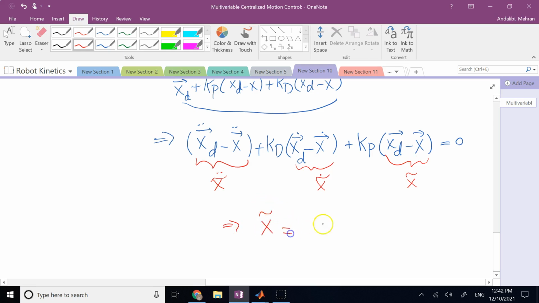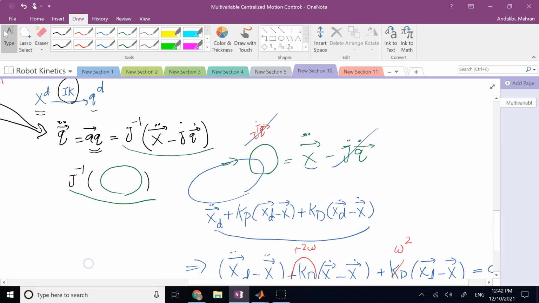And again, it's going to be a second order linear differential equation for which the solution can be what? X tilde is whatever it was at the beginning times exponential of negative omega times t, as long as you choose KD to be diagonal of 2 omegas and KP to be diagonal of omega squared. That guarantees that the error in the workspace or task space, X tilde, goes to 0 as t goes to infinity.